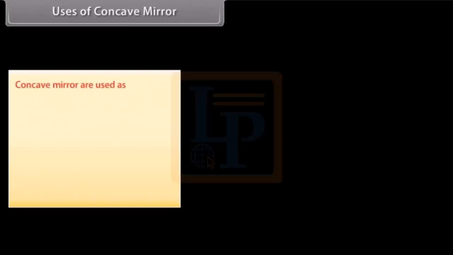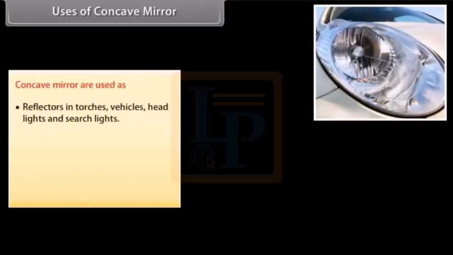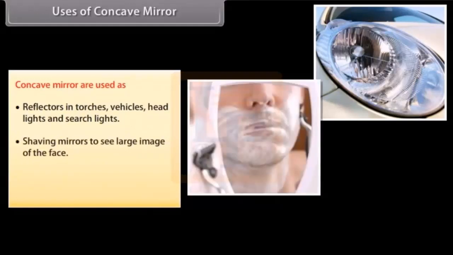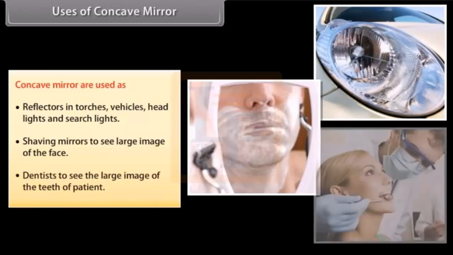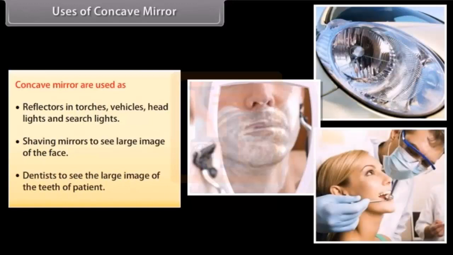Uses of concave mirror. Concave mirrors are used as reflectors in torches, vehicle headlights and searchlights. Shaving mirrors to see large images of the face. Dentists use them to see large images of the teeth of patients.